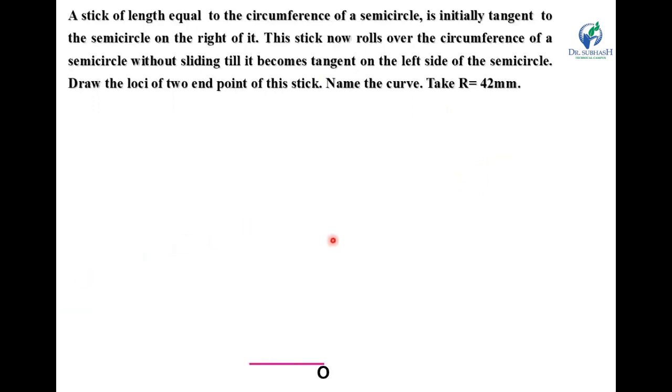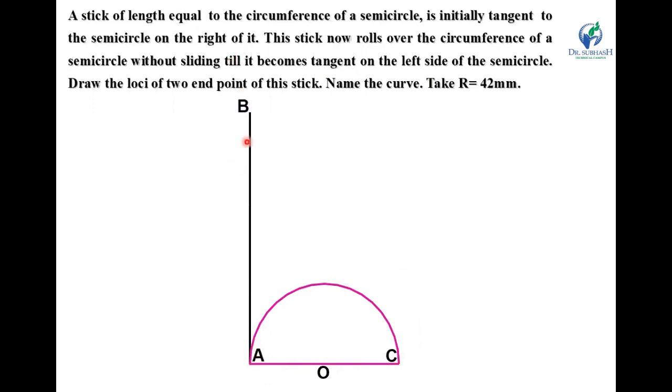For that, first of all, take point O and draw a line AC, and draw a semicircle of radius equal to 42 mm. Now a stick AB, which is tangent on this side. Now divide this semicircle into 6 divisions. Similarly, divide this line AB into 6 divisions.